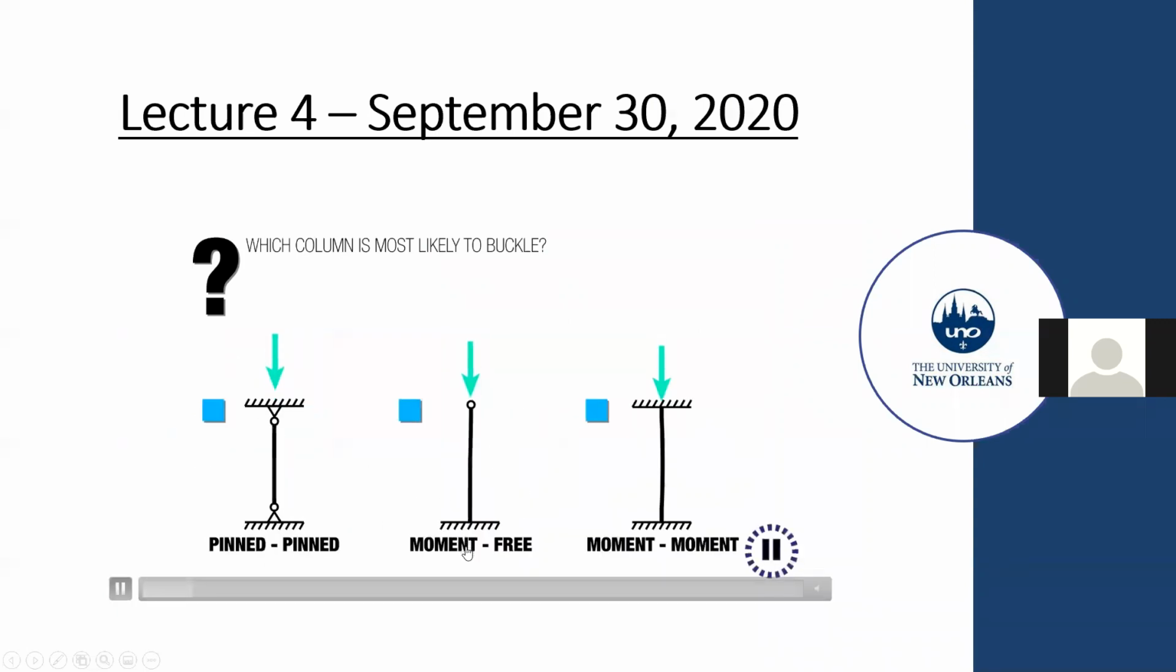So this one, moment and free, that's going to be the one that will buckle first. And you will see why it's effective. It's all about the effective length.